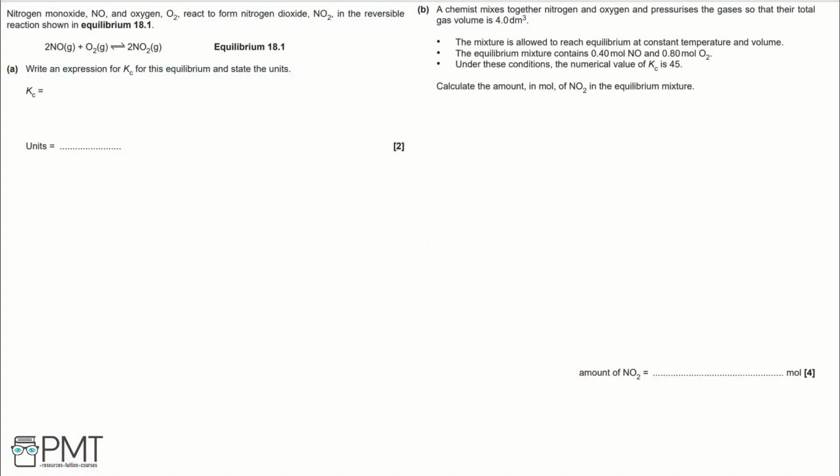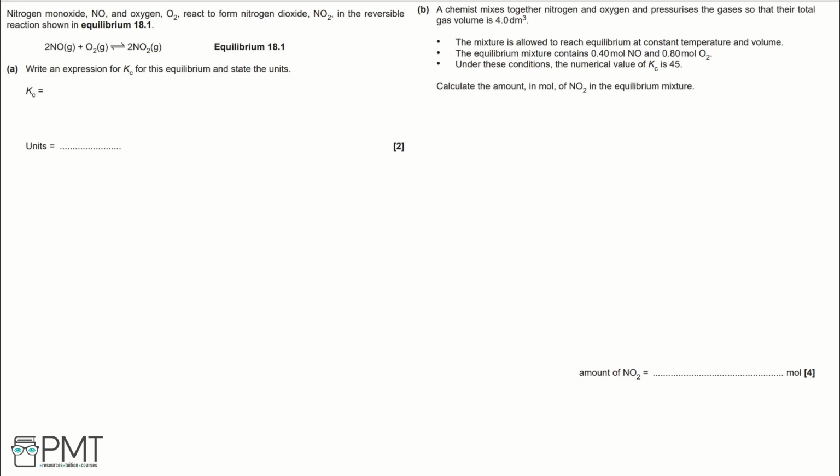Nitrogen monoxide, NO, and oxygen, O2, react to form nitrogen dioxide, NO2, in the reversible reaction shown in equilibrium 18.1. Part A. Write an expression for Kc for this equilibrium and state the units.